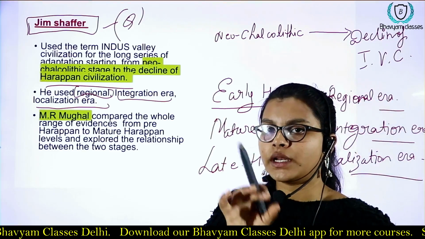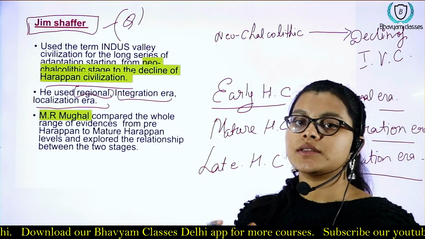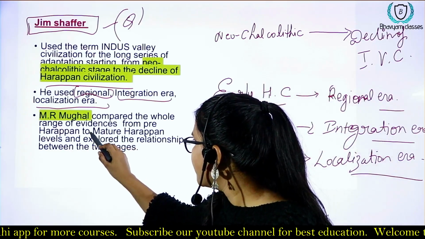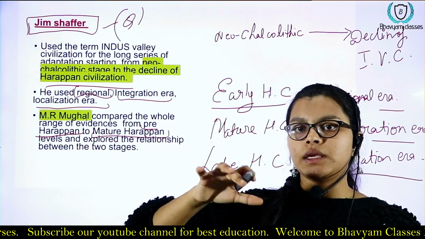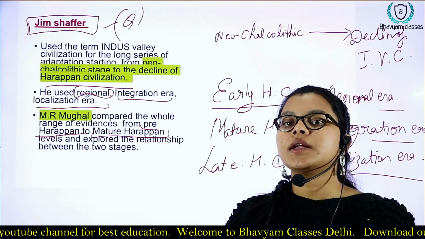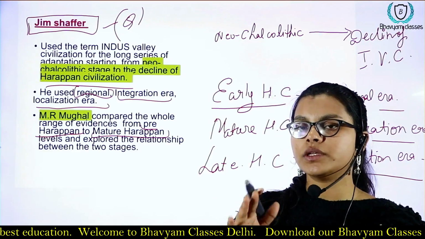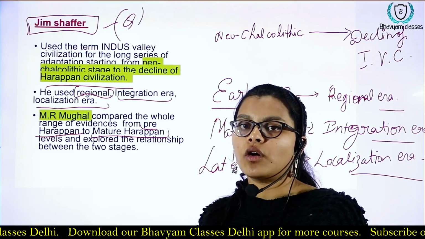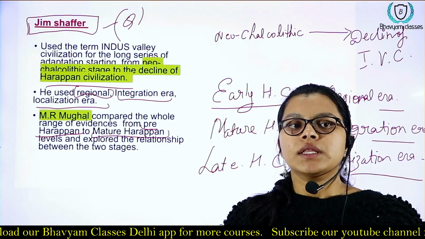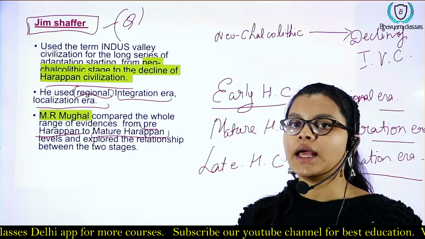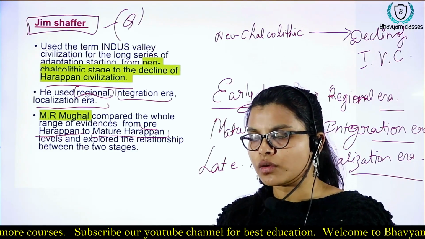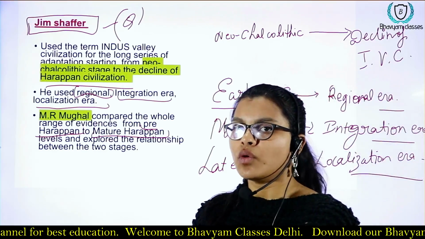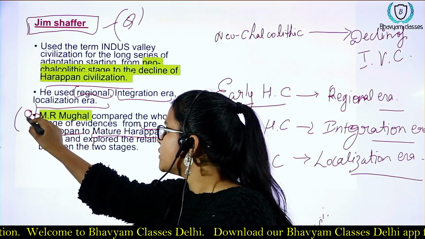So M.R. Mughal, what he did, he collected the artifacts, all the archaeological evidences of the late Harappan, or you can say of the mature Harappan, and from pre-Harappan to mature Harappan, and then he compared those artifacts. He told the difference and relationship between these two levels, like what kind of pottery used to be there in the pre-Harappan period, and what kind in the mature or late Harappan period. He told the relationship between pre and mature Harappan cities or culture, and the differences also. So these two historians are important.